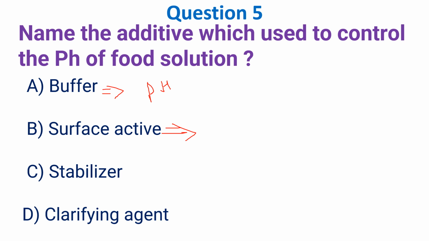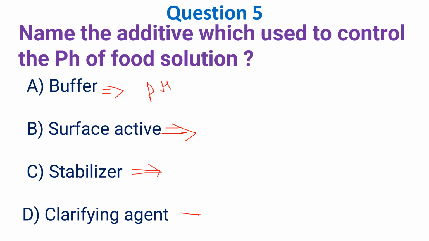Dispersion agent, emulsifier, foaming, anti-foaming, lubricant. This is the example of surface active agent. The surface active agents modify interfacial tension of water using substances that have one lyophilic and one hydrophilic group in the molecule. And third option is stabilizer. What is stabilizer? Stabilizer is a preserve the structure of food.